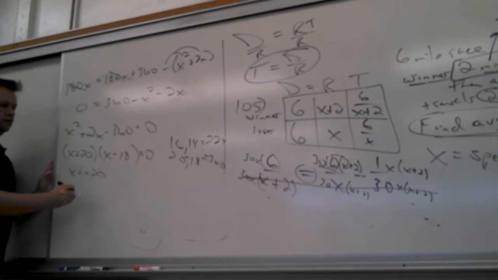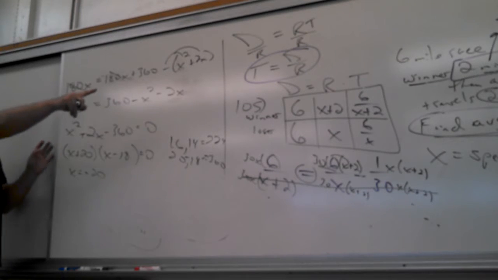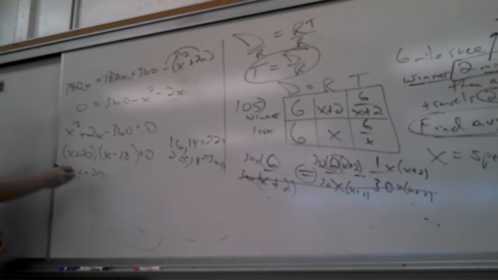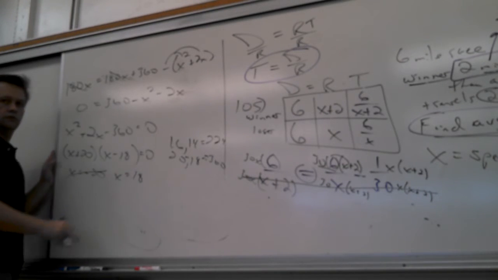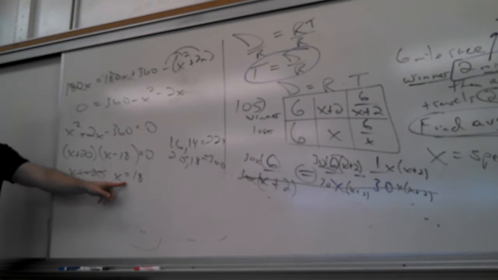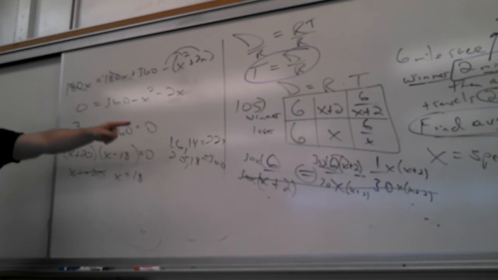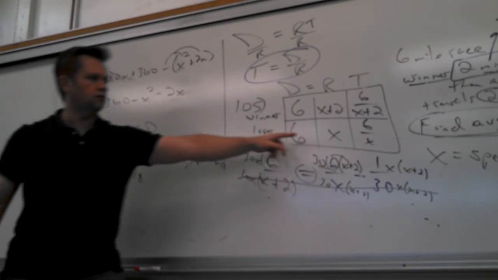Does that make physical sense? x represents speed, right? You can't have negative speed. You can have negative velocity, so I'll bring that in. But you can't have negative speed. Or x is 18, right? What does that mean? What does this by itself mean? That's x, the loser. Good. That's the loser's speed.